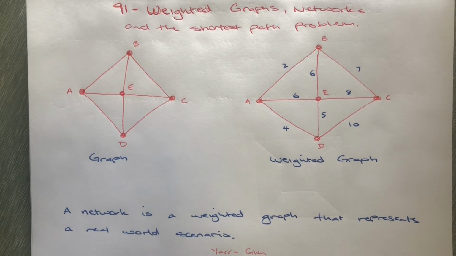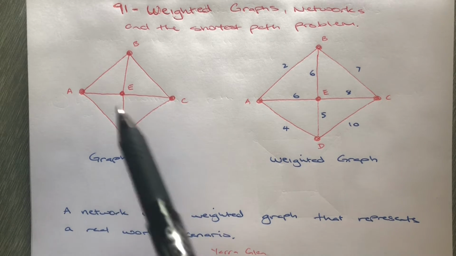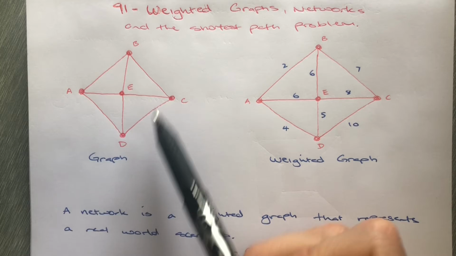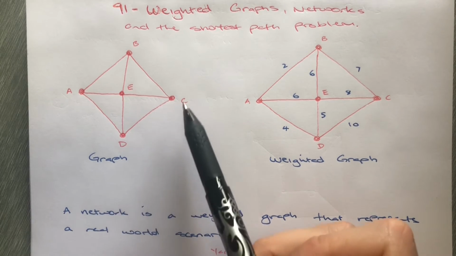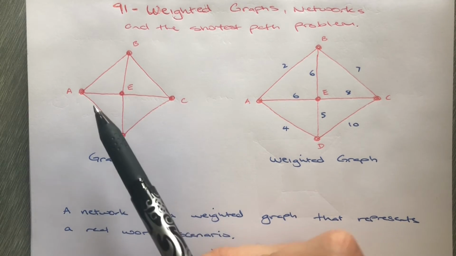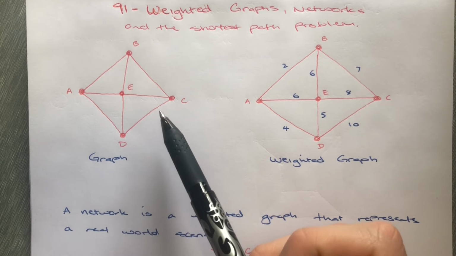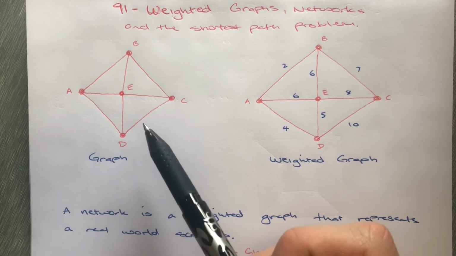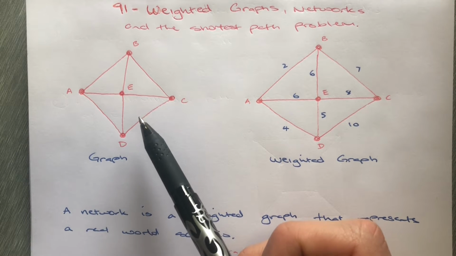Hey Year 11, right now we're going to do 9i, which is weighted graphs, networks, and the shortest path problem. Now, if we look at what I've got drawn here, this is just a graph. We should be pretty familiar with this sort of stuff. We can see that it's got a certain amount of vertices, it's got a certain amount of edges as well, and there's different connections around the place.